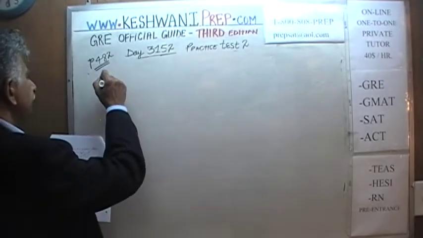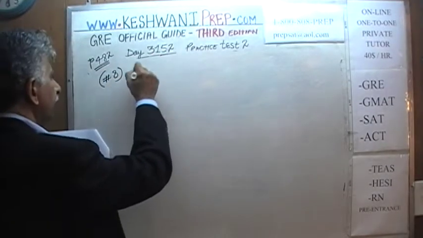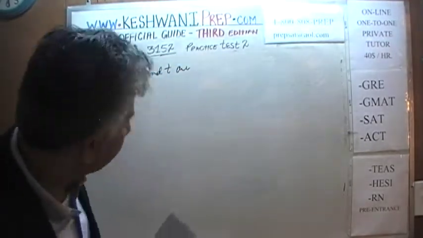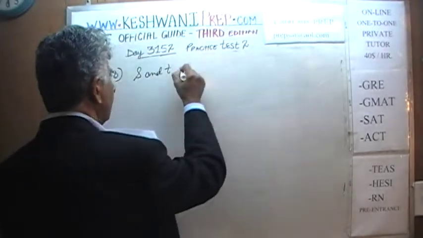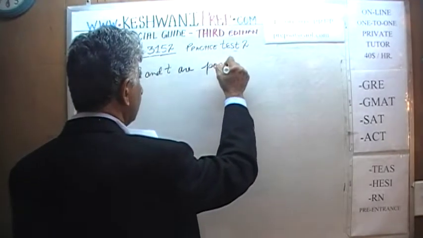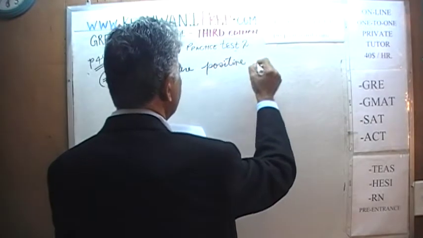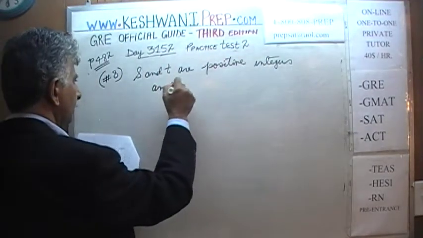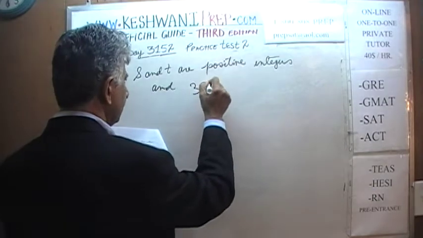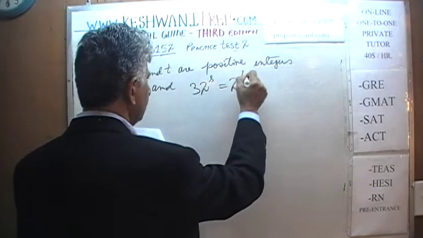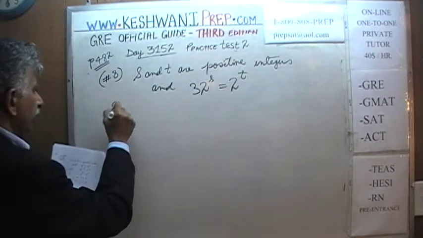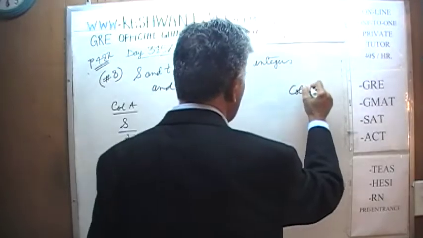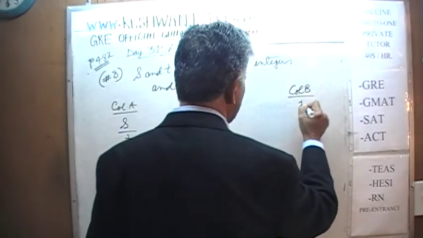In number 8, we are told that S and T are positive integers. We are furthermore told that 32 raised to S is equal to 2 raised to T. And we have column A here. In column A we have S over T, and in column B we have 1 over 5.